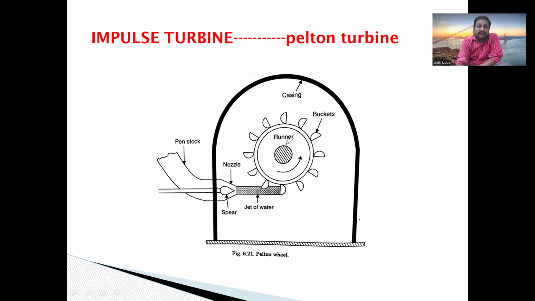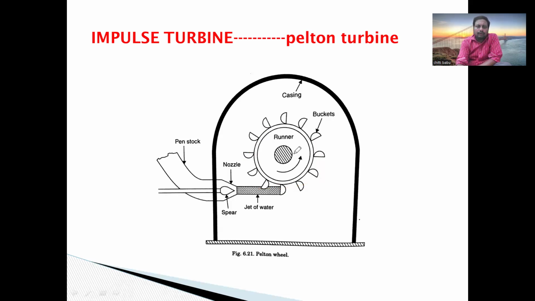Pelton wheel turbine is the high head turbine. It will be suitable for high head. The flow will be tangential flow. We need to place multi-jets also. So this is about the tangential flow turbine. High head, tangential flow turbine.